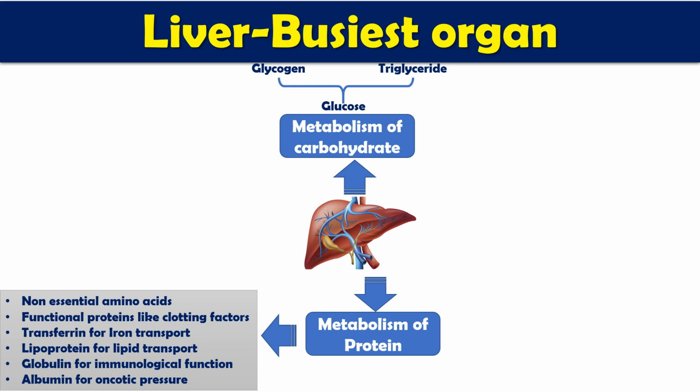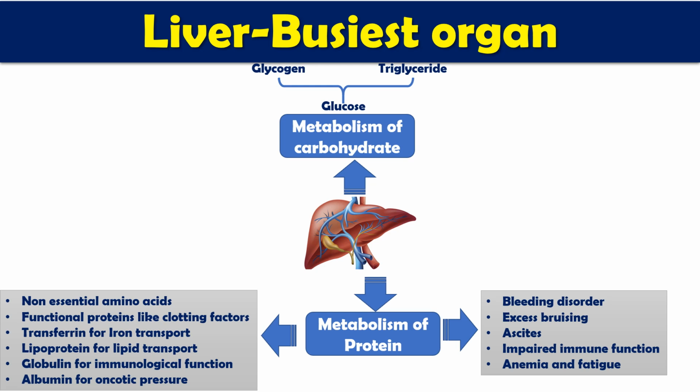This is in terms of proteins. If we have any defect in protein synthesis, we can have a lot of different abnormalities, like bleeding disorders, excess bleeding, ascites, impaired immune functions, anemia, or fatigue. These are different abnormalities related to proteins.